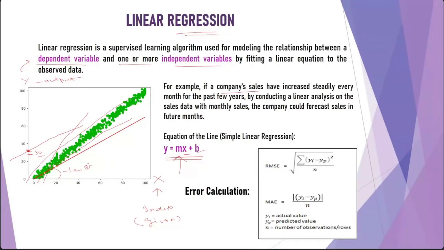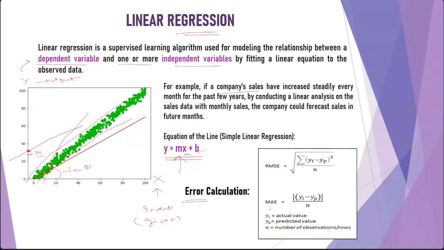Okay. So, like I was saying, there can be an infinite number of lines going through this data. How do we know which line is the best line? So here comes the error. The line which gives the least error is the best line.